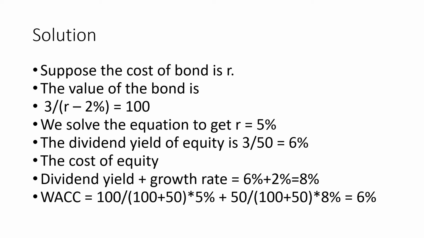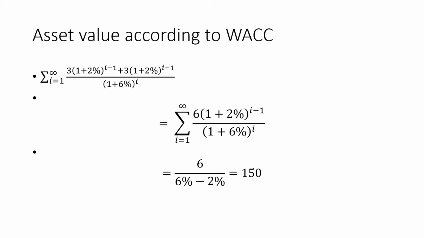WACC, weighted average cost of capital, is equal to 100 over 100 plus 50, that is the weight of debt, times 5%, which is the discount rate of debt, plus 50 over 100 plus 50, this is the weight of equity, times 8%, the equity discount rate. The result is 6%. Now we calculate asset value according to WACC.